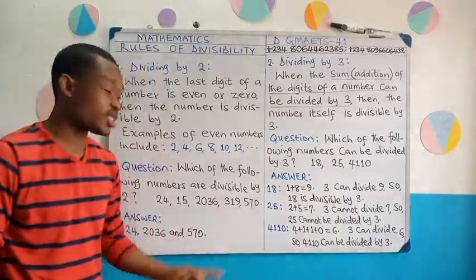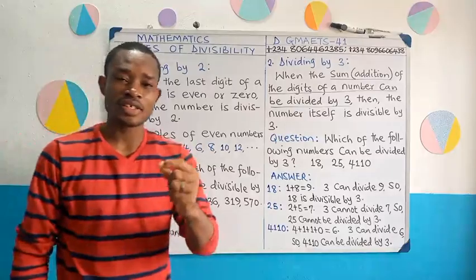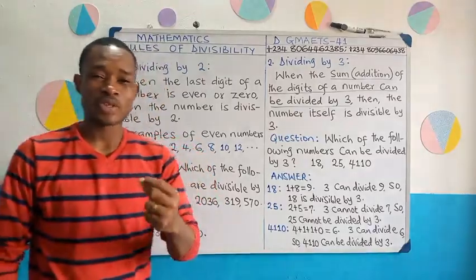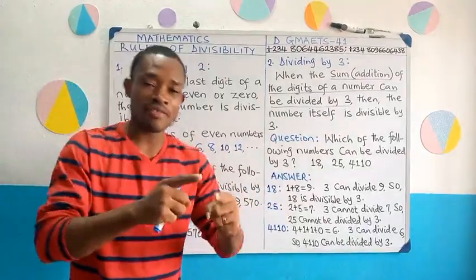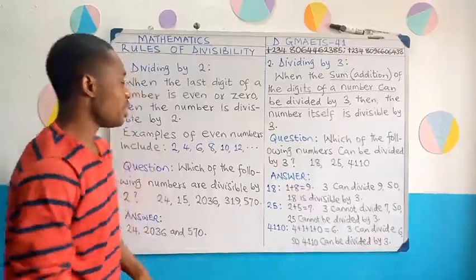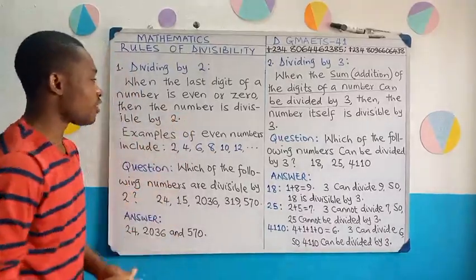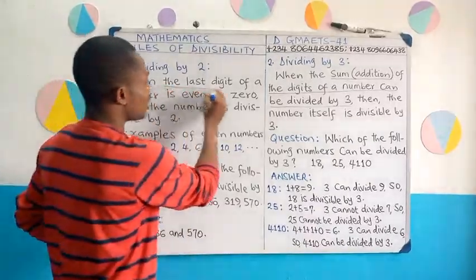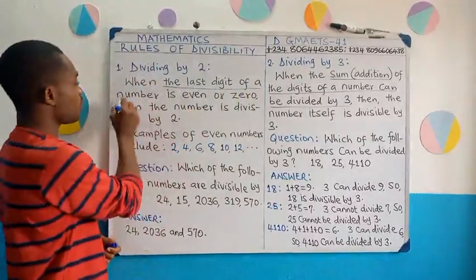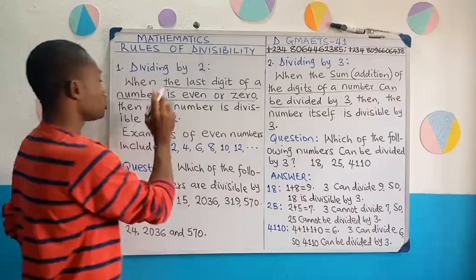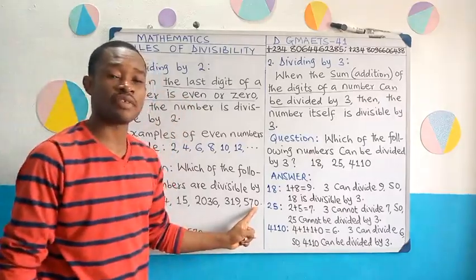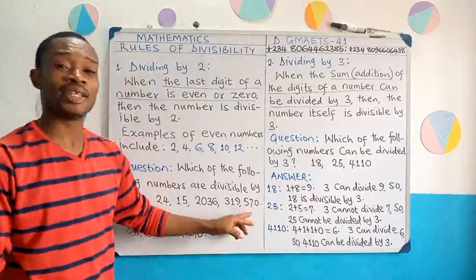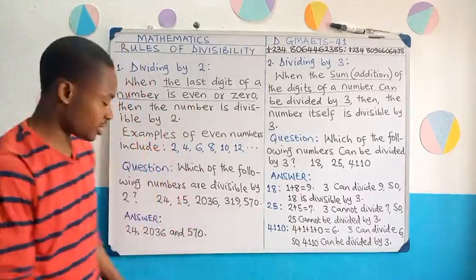570 is the next one. What is the last digit there? The last digit is 0. And we said that if the last digit of a number ends with an even number or 0, it means that 2 can divide it. In fact, let me underline the key words, the most important statement here. The last digit should either be even number or 0. Now, since the last digit in 570 is 0, it means that 2 can divide 570.